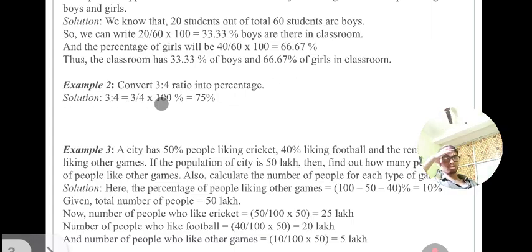Example 2: we have to convert this ratio into a percentage. Just take 3 upon 4, then multiply by 100. Simplify it, keeping the 100 as it is, and 100 can be used to simplify it. Then you will get 75.